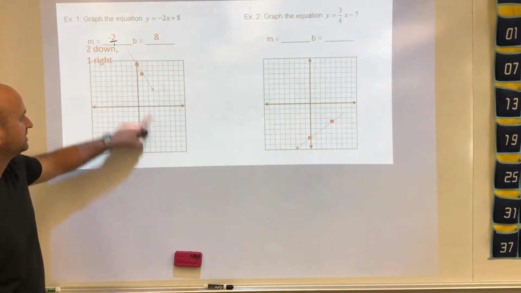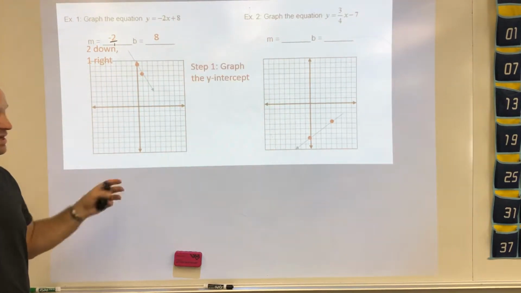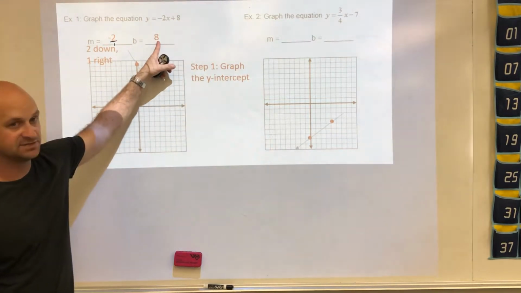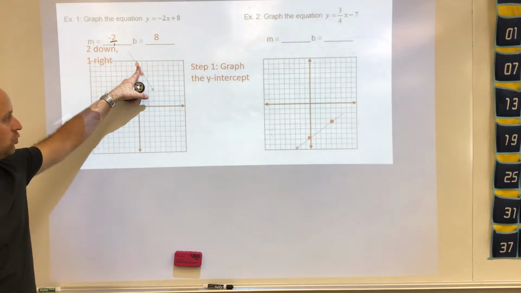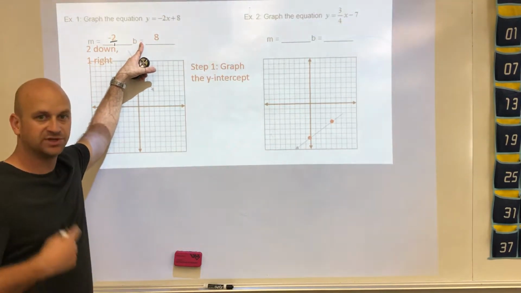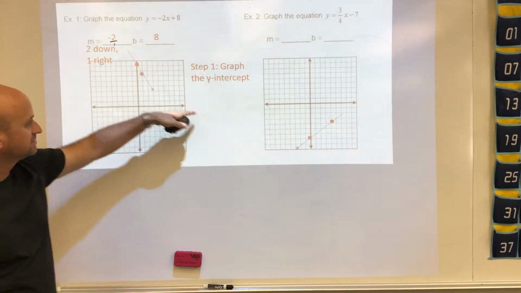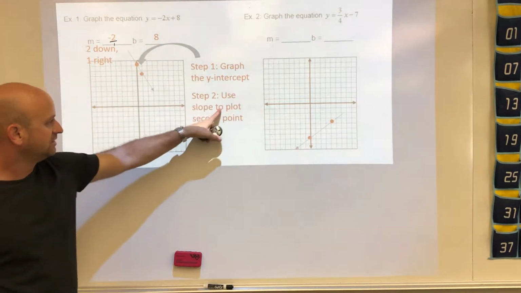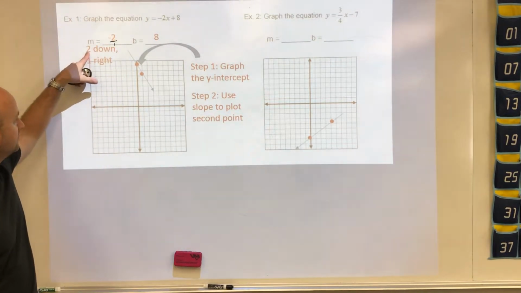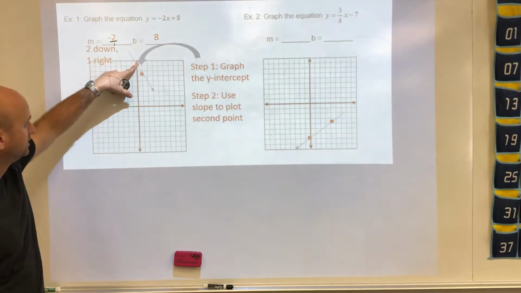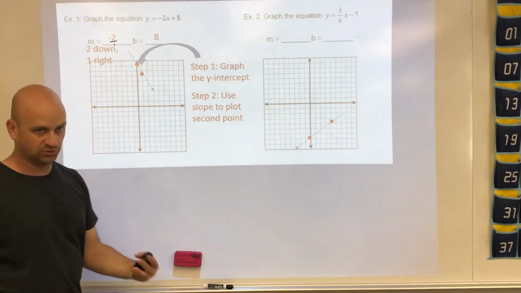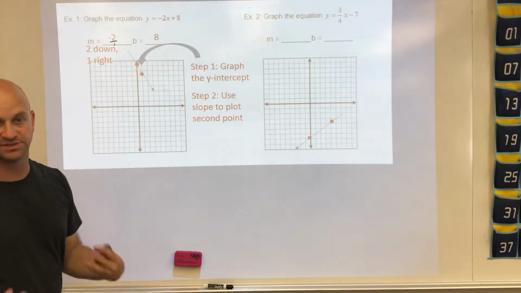Now, when we graph this equation, I'll explain where we get this from. The first step in graphing this equation is we have to graph the y-intercept. So the y-intercept is +8, and so we graph it here. One way to remember this is the y-intercept is b, and so we begin with b. Now, from this particular point, we use the slope to graph a second point. So the slope told us to go 2 down and 1 right. So 2 down and 1 right would graph our second point. We could continue graphing points if we wanted to, but for this type of problem, that would be sufficient.